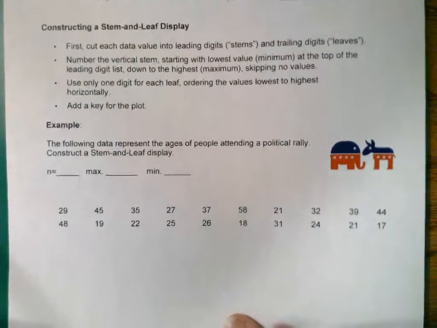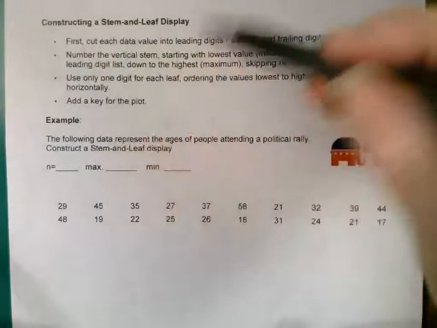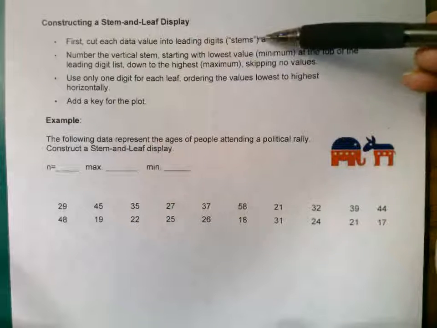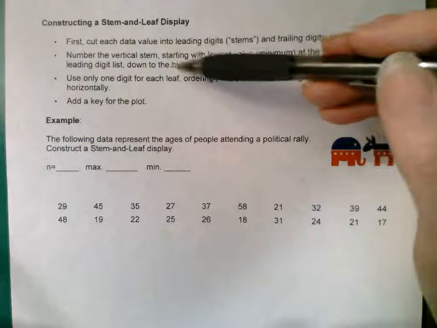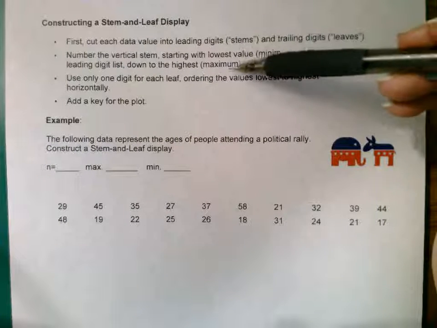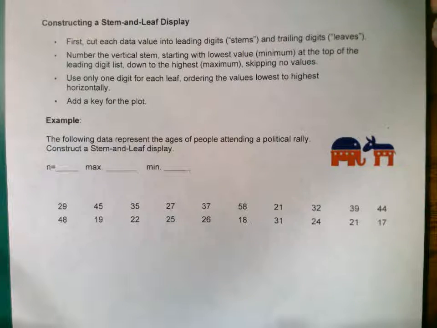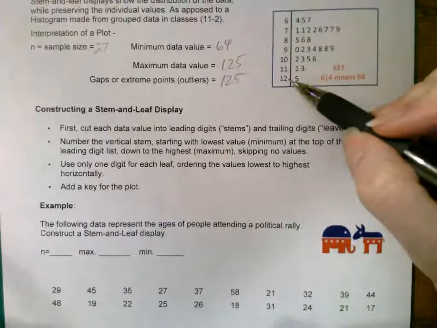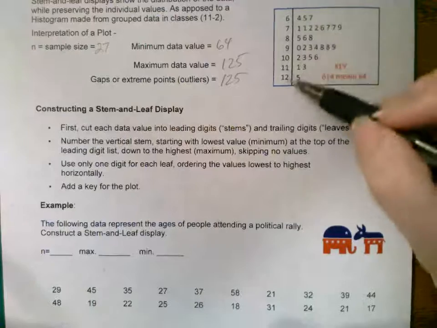Okay, so you're going to need to make these. To construct a stem and leaf, what you need to do first is cut each data value into leading digits, or the stems, and the trailing digits, which are the leaves. Number the vertical stem starting with the lowest minimum, going to the highest maximum, skipping no values. Whether you have a data point or not, you need to put these in order, from beginning to end.